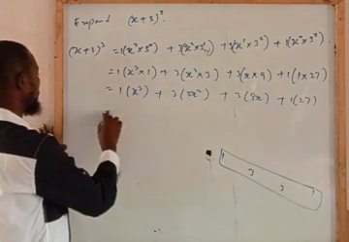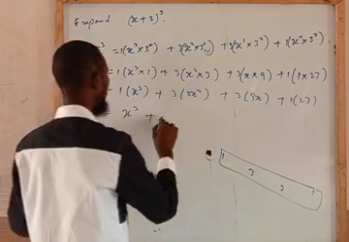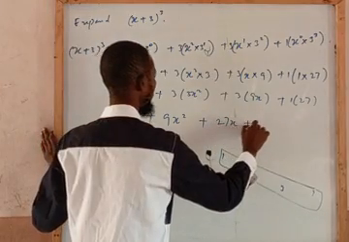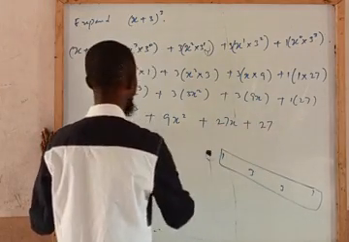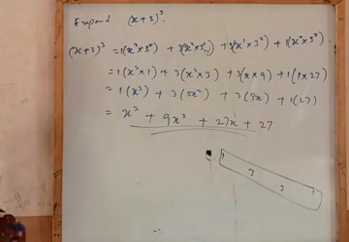So to round up with this, we are going to say that 1 times this gives x cubed plus 9x squared plus 27x plus what? Plus 27. And this is the expansion of what? x plus 3 raised to power 3.